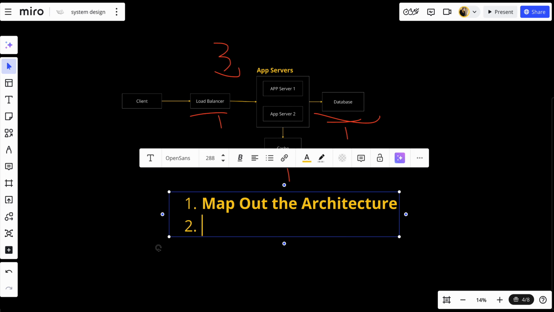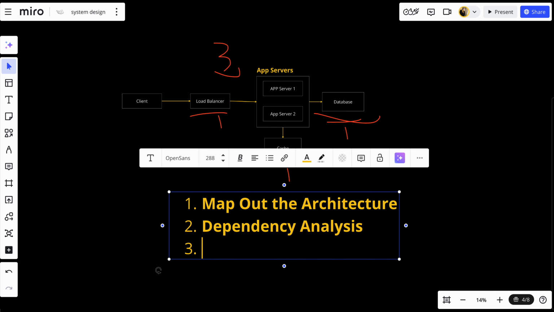Number two, we should analyze the dependencies between different services. If multiple services rely on a single component that doesn't have redundancy, that component is for sure a single point of failure.